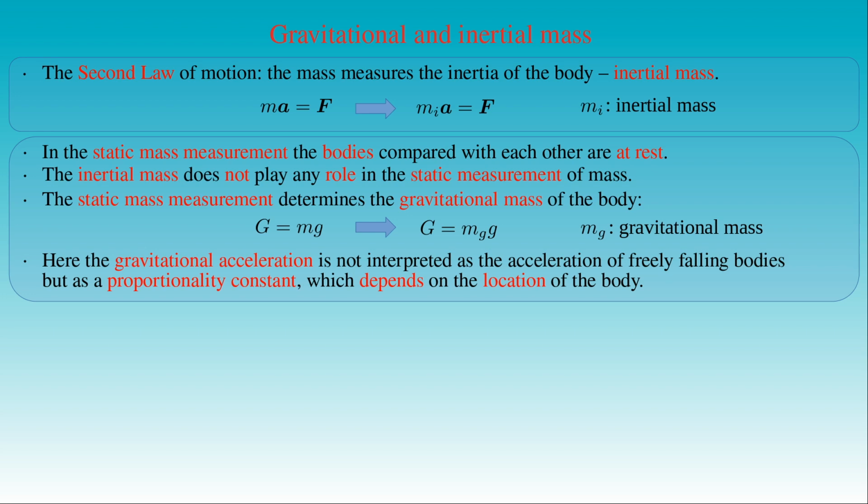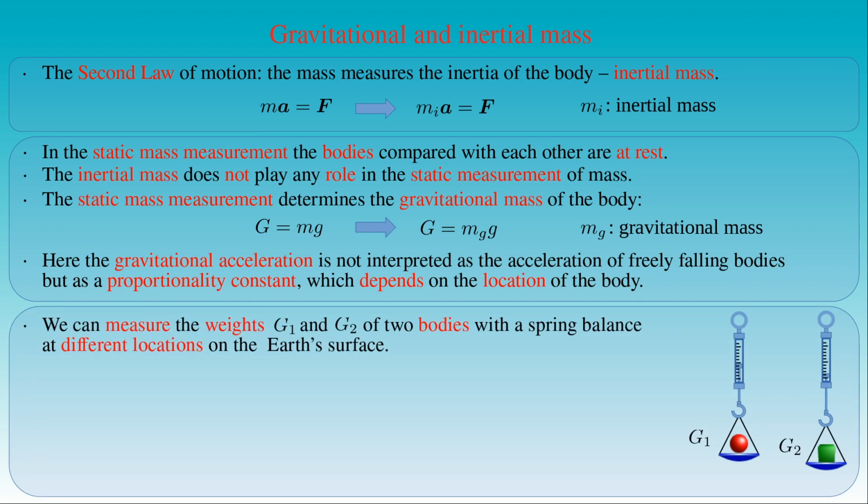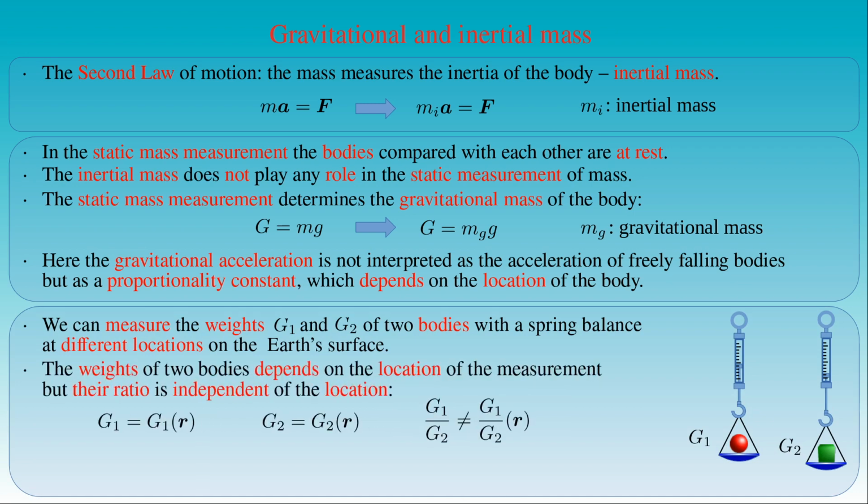If we measure the weights of two different bodies, for example a ball and a cube, with a spring balance at different locations on the Earth's surface, then we find that the spring stretches by different amounts in different locations, that is, the weights g1 and g2 of the bodies depend on the location of the measurement. However, the ratio of their weights, that is the ratio of the weight g1 to the weight g2, is independent of the location.